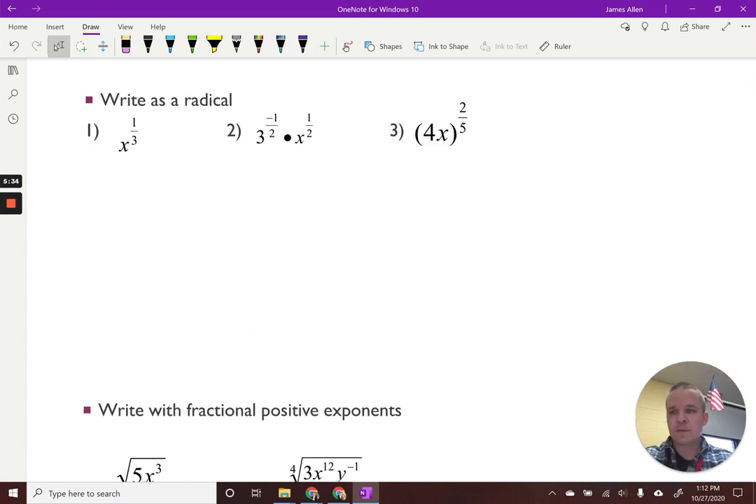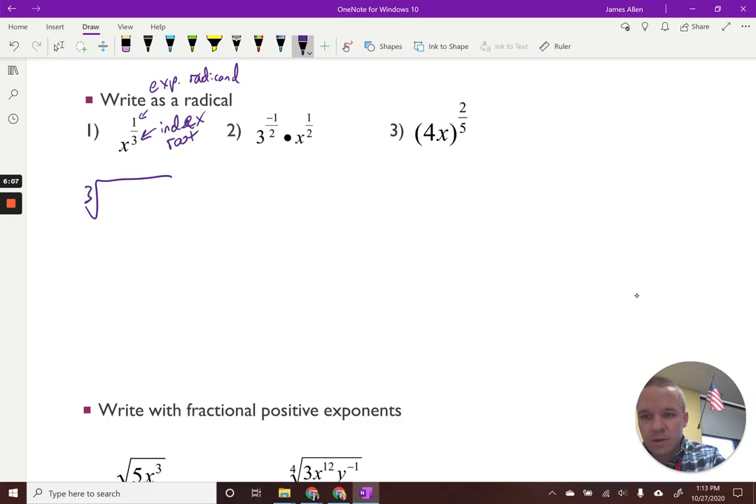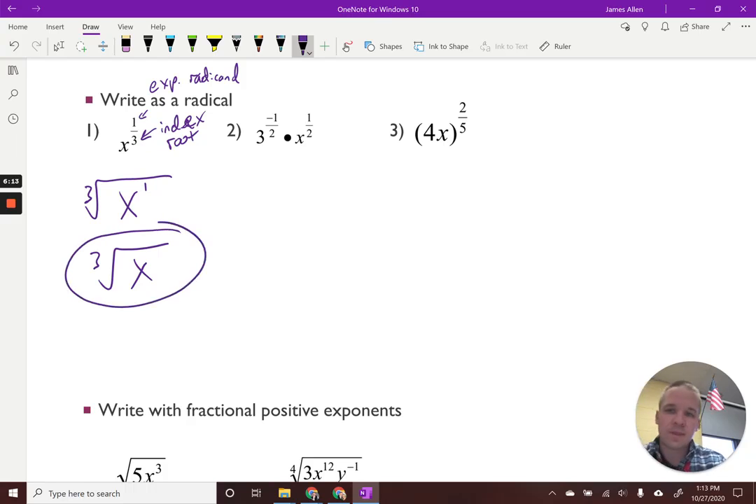Let's keep moving. All right, here we got x to the 1/3 as a radical. I'm going to rewrite that as, well, that'd be the cube root, right? This is my index or my root, and this would be the exponent of the radicand. That's the number that's inside the radical. So what I'd end up having is the cube root of x to the first, or just the cube root of x. I like it.